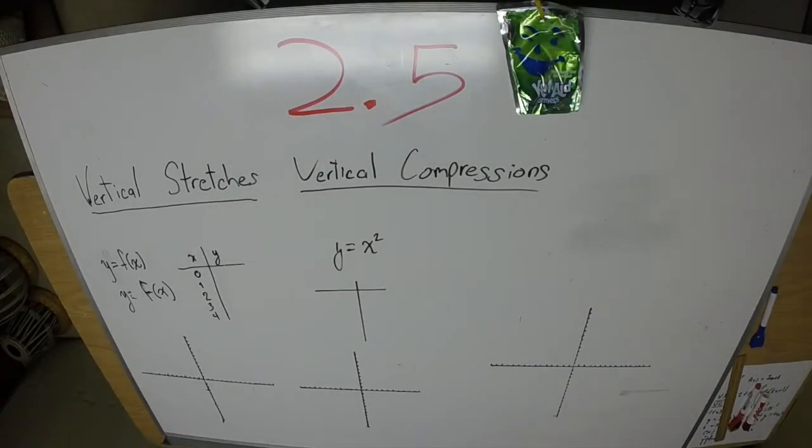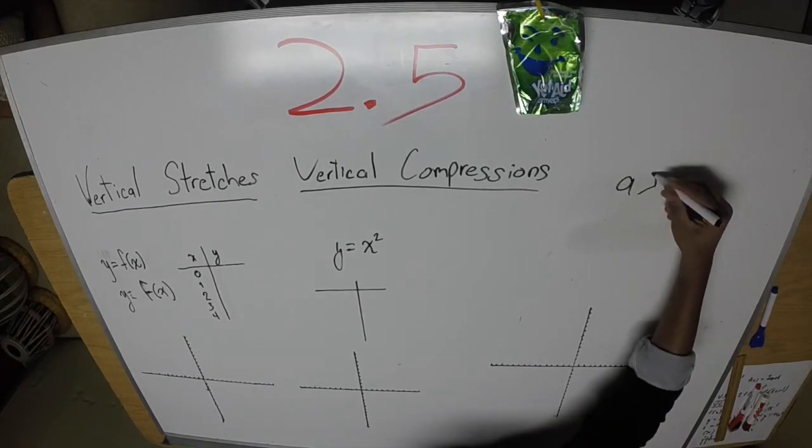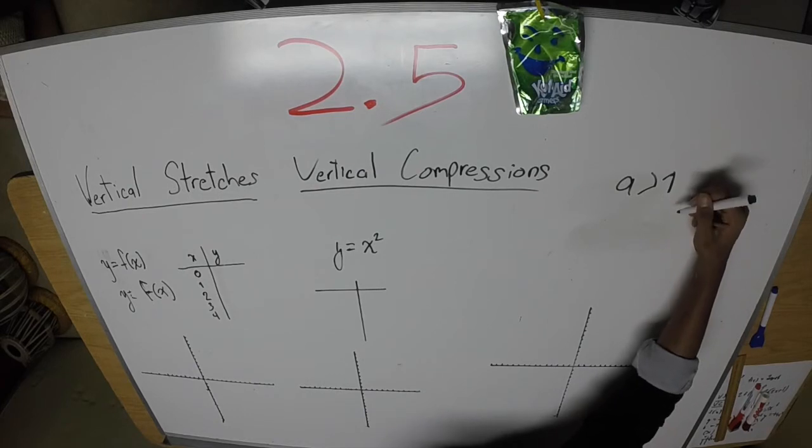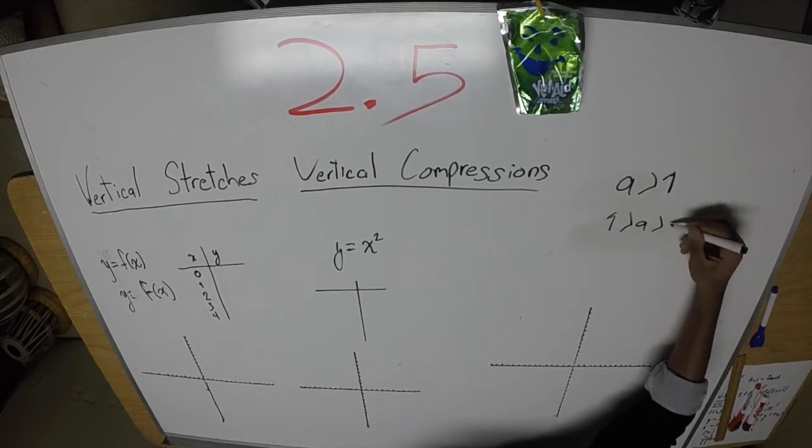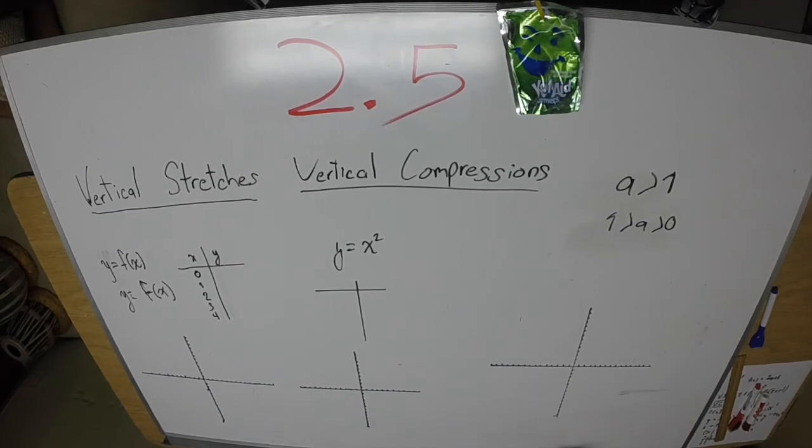Now we're going to be talking about section 2.5, vertical stretches and vertical compressions. Vertical stretch or compression is when you multiply the y value of a function by a certain number, and we refer to that as variable a. So if the a variable is greater than 1, then it's a vertical stretch. If the a variable is less than 1 but greater than 0, then it's a vertical compression.